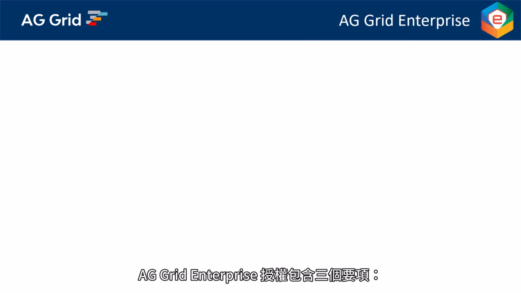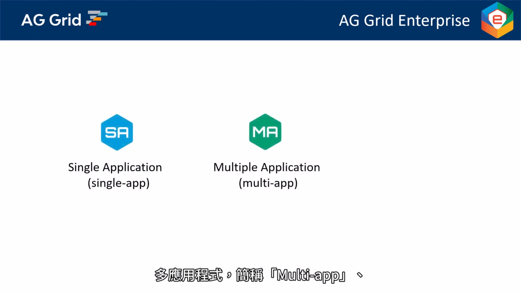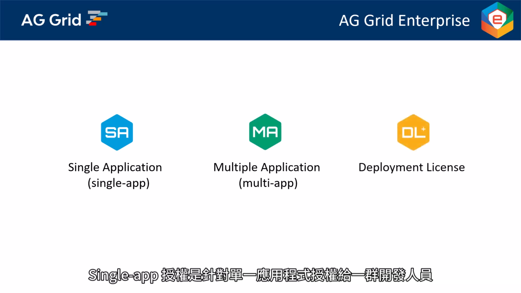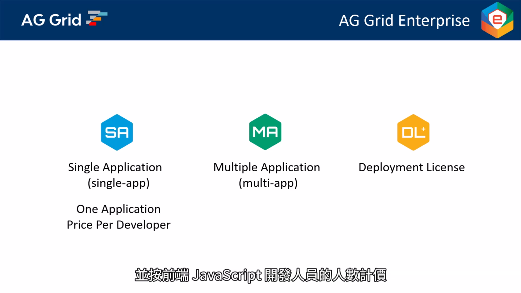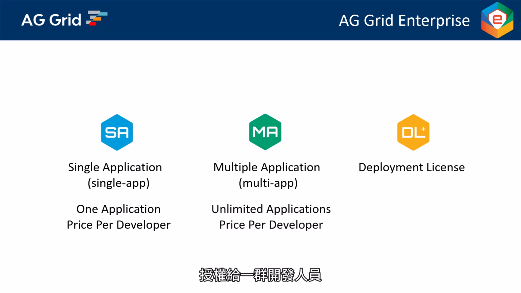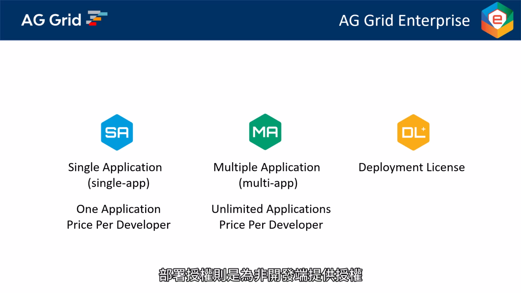There are three components to the AG Grid Enterprise license, which are single application, shortened to single app, multiple application, shortened to multi-app, and deployment license. Single app licenses a group of developers for one application and is priced per front-end JavaScript developer. Multi-app licenses a group of developers for unlimited applications and is also priced per front-end JavaScript developer. Deployment license licenses a production instance.